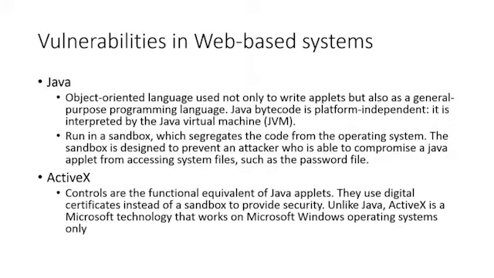Another one for web-based systems is Java. This is an object-oriented language. All right, another, we haven't talked about, but this is a programming language. It's used not only to write applets, because you can write Java applets, but as a general purpose programming language. Now, Java bytecode is platform independent, which makes it extremely flexible and extremely popular. It's interpreted by a Java virtual machine. So you write code in Java, and this Java virtual machine is what interprets that code to give you the output or to make it do whatever it is it needs to do.